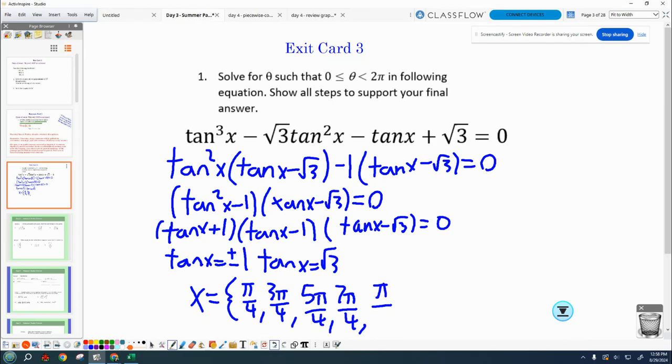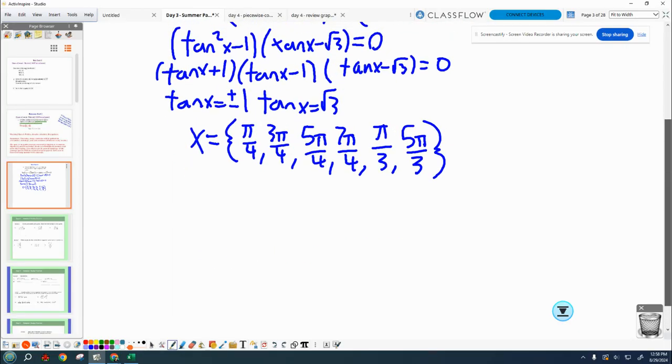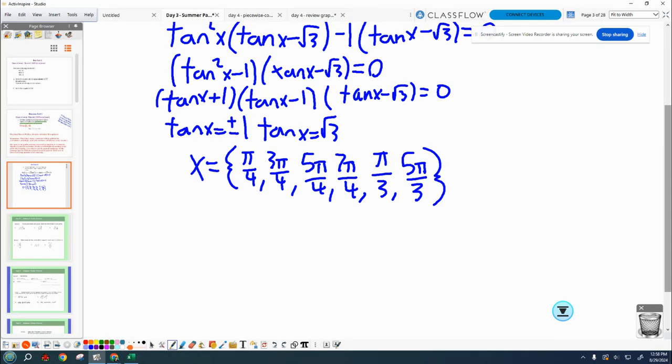And then you've got tangent equals plus or minus 1. What's the reference angle for tangent is 1? Pi over 4. So we need all the pi over 4s, which would be 1 pi over 4, 3 pi over 4, 5 pi over 4, and 7 pi over 4. All of them are. So if you forget plus minus, you're going to throw away 2 answers.